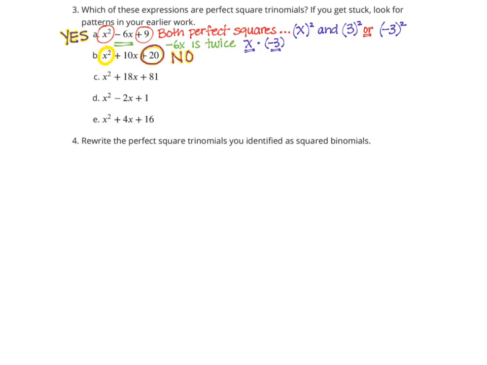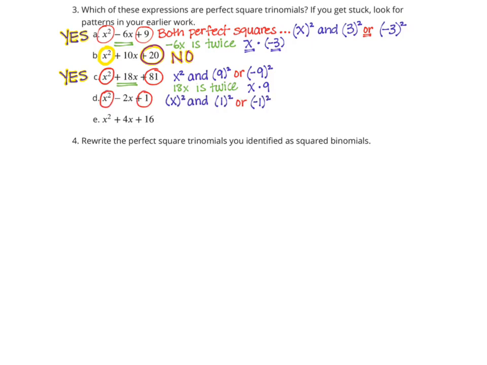In part B, we have a first term squared, but our last term is not a perfect square, so it does not follow the pattern. In part C, the first term and the last term are perfect squares. We have a choice of 9 squared or -9 squared to give us 81, but right here it says +18x. So that tells us it will be +9, not -9, since 18x is twice x times 9. So yes, that follows the pattern.